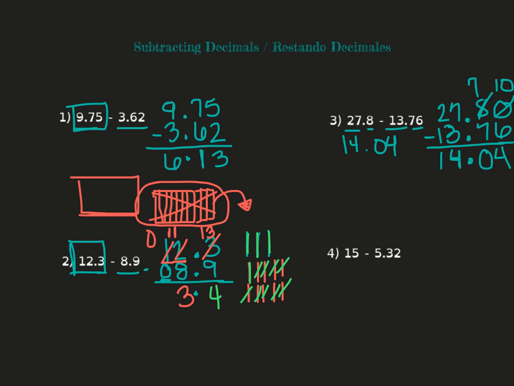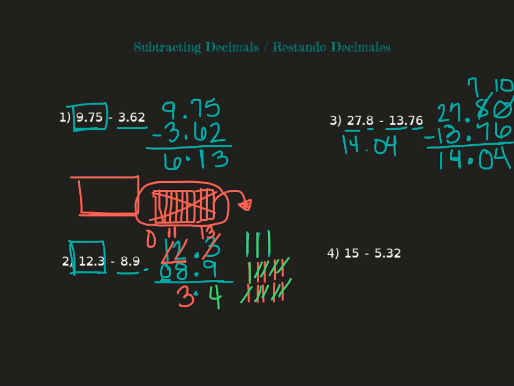Okay, last one we have is number 4. Number 4 is unique because if you pay attention, I have 15 minus 5 and 32/100, right? When I have problems like this, where I have a whole number and one with decimals, I like to think of it like money. It's like if I had $15 and I went to the store and I bought something that cost me $5.32, how much would I have left over?